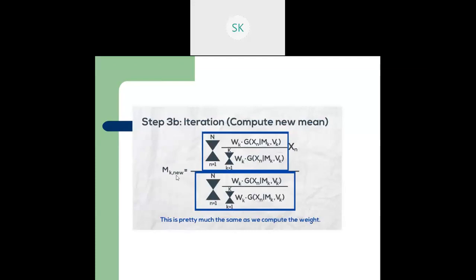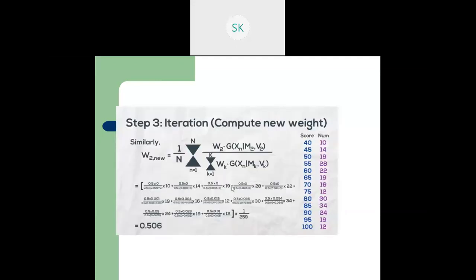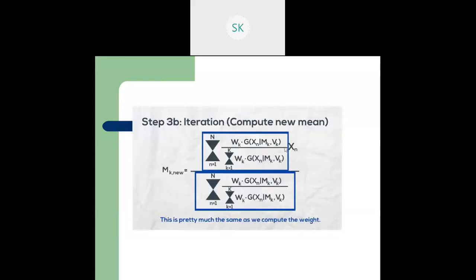Now this is the computation for the new mean, k comma new. The formula is the sum from n equal to 1 to N. This part we have already calculated in the previous slide, multiplied by xn. Again, the denominator is the same. This is pretty much the same as we computed the weights in the previous slide, that is, the new weights.